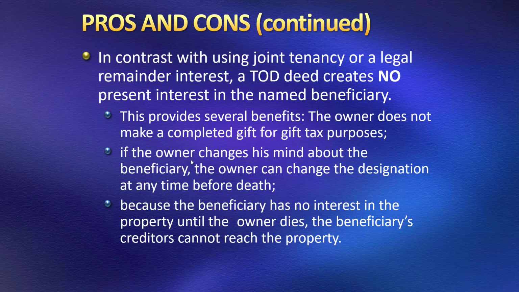The owner does not make a completed gift for gift tax purposes. If the owner changes his mind about the beneficiary, the owner can change the designation at any time before death. Because the beneficiary has no interest in the property until the owner dies, the beneficiary's creditors cannot reach the property.